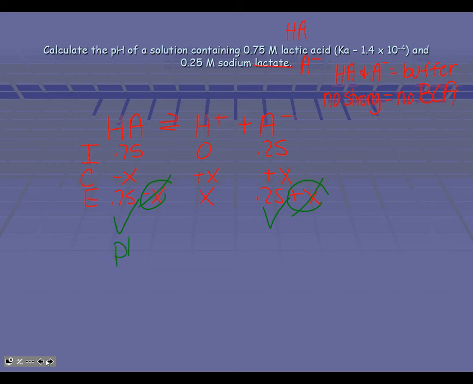So the formula is pH equals, let me switch back to the red, the pKa plus the log of A minus over HA. For my pKa, I'm going to write in the negative log of 1.4 times 10 to the negative 4th, plus, and then I'm going to put in my concentrations. My A minus is 0.25 and my HA is 0.75.